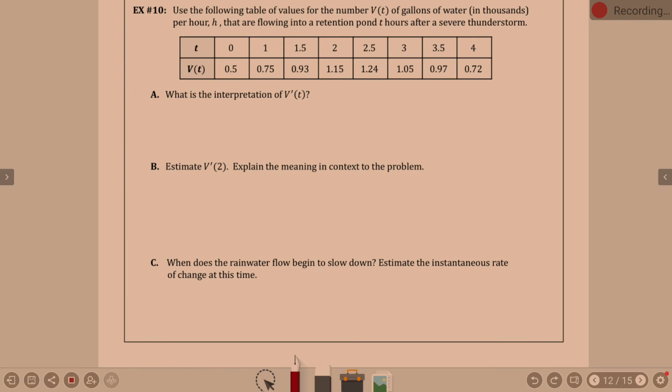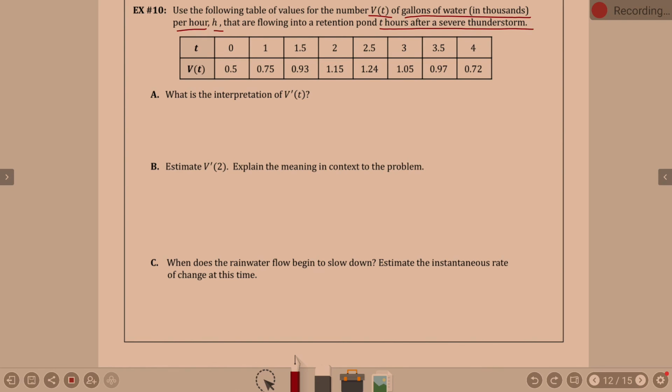Use the following table of values for the number V of t. Read the information here. Gallons of water in thousands per hour H that are flowing into a retention pond T hours after a severe thunderstorm. Okay, so we got all that information, right? Our table has time, so that would be T hours after a thunderstorm. V is your gallons of water per hour.